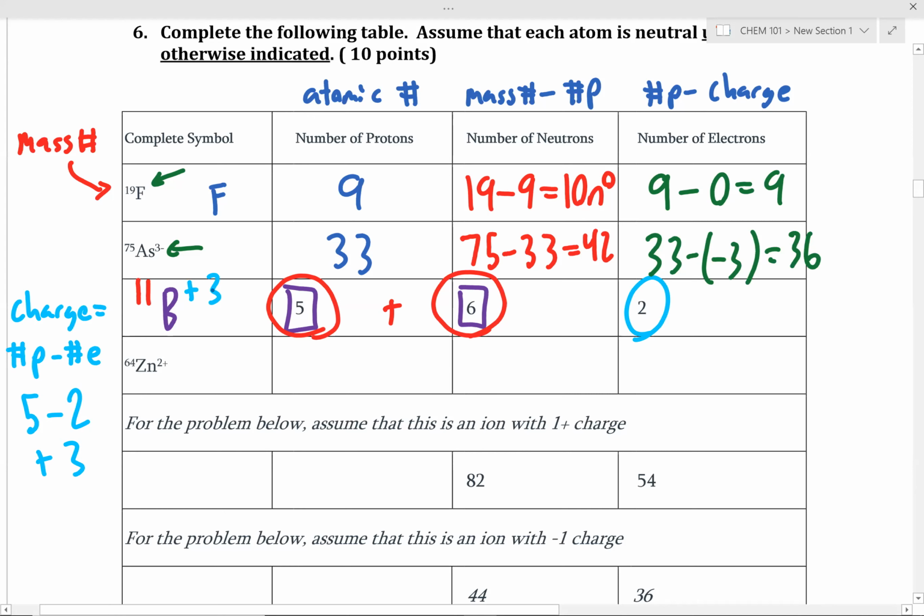Okay, so we filled in all the information as required in this problem. Any questions? Okay, let's keep going then.